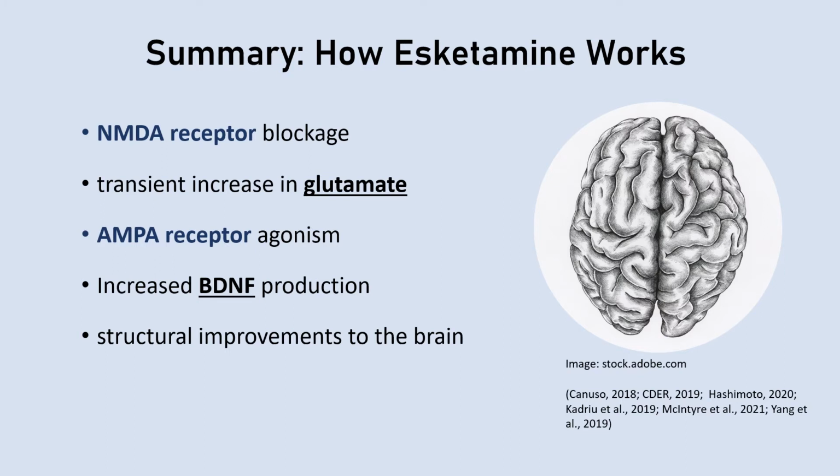To review, the basic mechanism of action of esketamine includes NMDA receptor antagonism, a temporary increase in glutamate, AMPA receptor agonism, and increased BDNF production. This series of events is thought to lead to structural changes in the brain, which may last even after the medication is no longer in the patient's system.